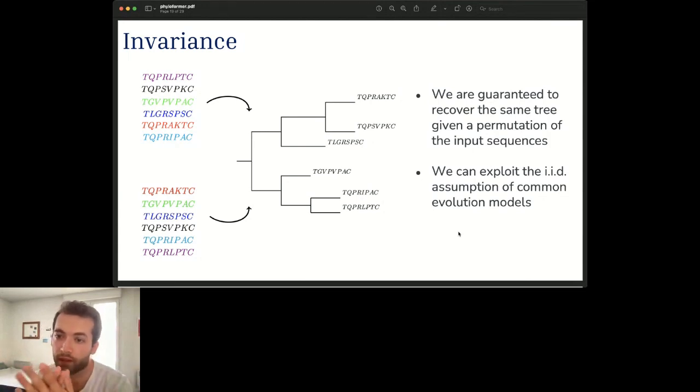And this allows us to exploit the common assumption in evolution models that evolution is independent and identically distributed at each site. Nevertheless, this doesn't limit the application of our method to evolution models which do model a dependence between sites, because again, we can deal with this just as in regular transformers in natural language processing, a context in which the order of the words in a sentence does matter. There's a way to deal with that, and we can just apply it without having to change our neural network architecture.